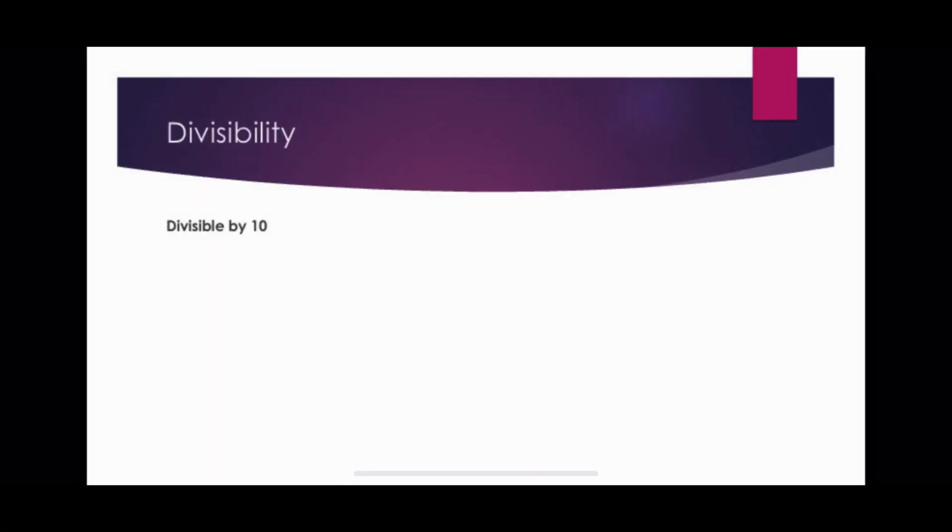Divisible by 10. A number is divisible by 10 if the number ends with 0 or 10. So remember, if it ends with 0 or 10, it is divisible by 10. So here is an example.